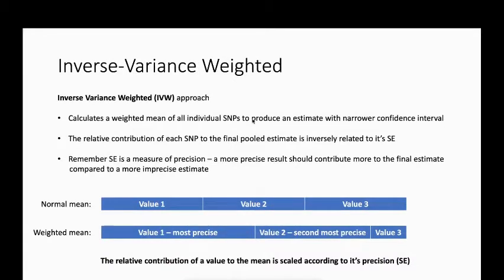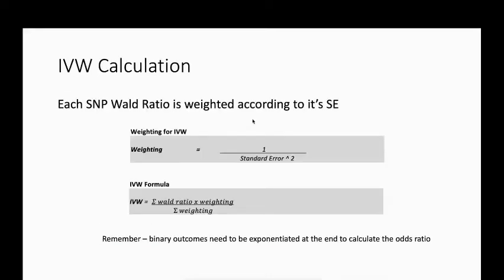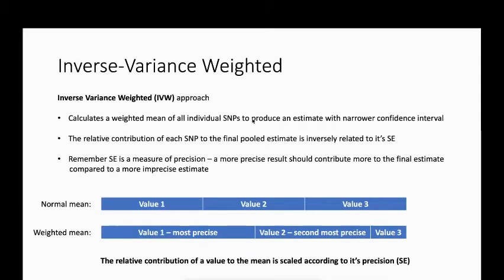And how do we calculate these pooled estimates? How do we combine the results in the case of Mendelian randomization, these different Wald ratios for each individual SNP that we're including in our analysis? We do this primarily through the inverse variance weighted approach. This calculates a weighted mean for all the individuals, and that produces an estimate with a narrower confidence interval.